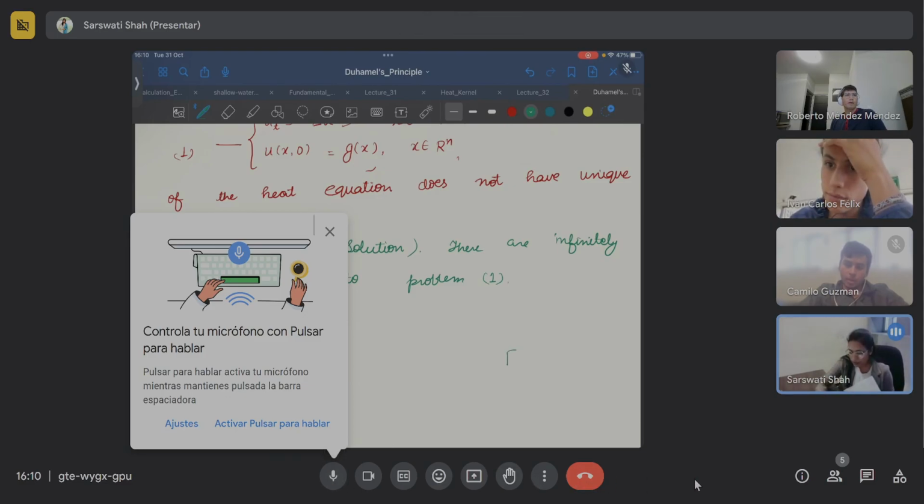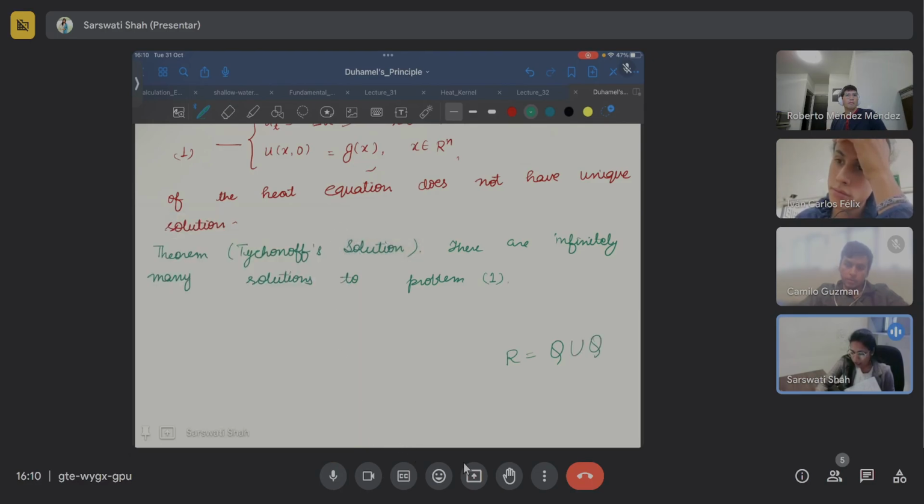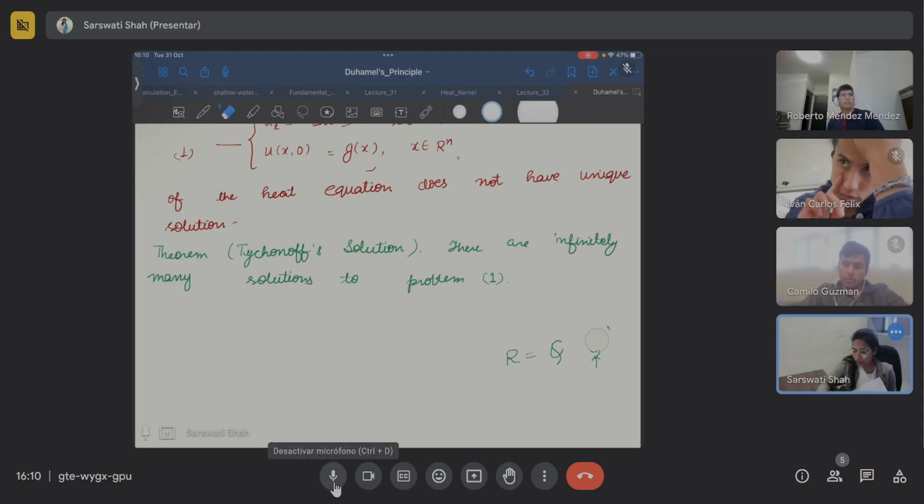It happens because R is the union of the rational and irrational numbers. The irrational numbers are uncountable. Because of that, you need to go over that.